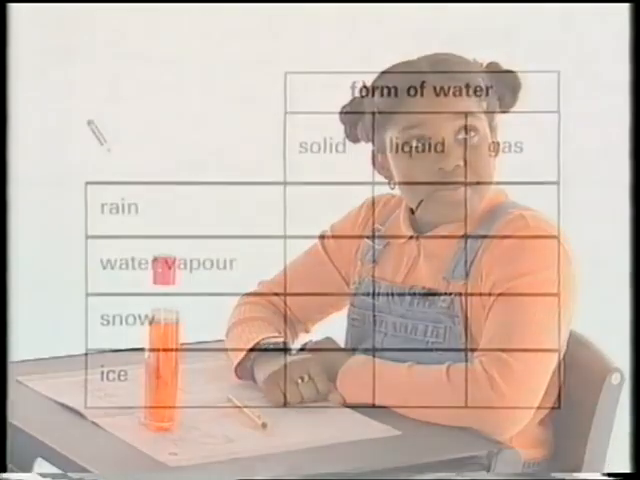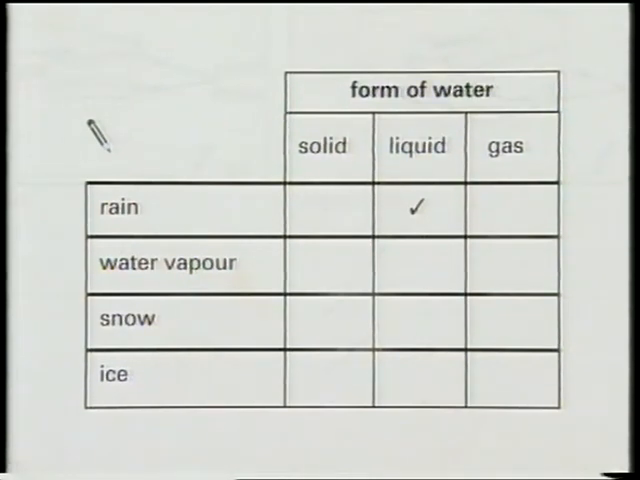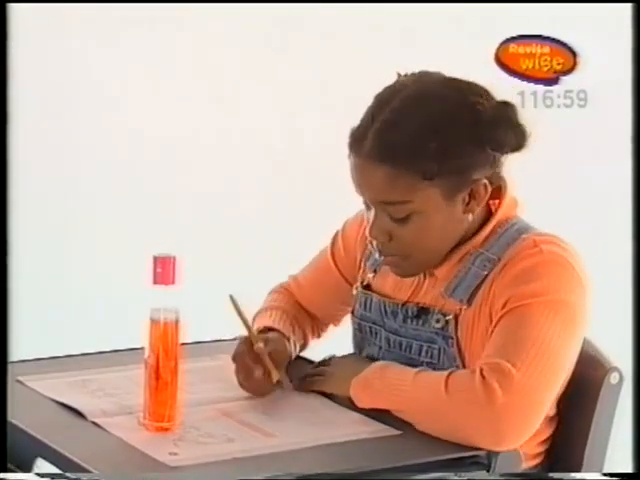Right, I think I'm sorted now. Let's get back to that question. So we said that water vapour is a gas, snow is a solid, and ice is a solid. Easy. Great. Fill it in then.